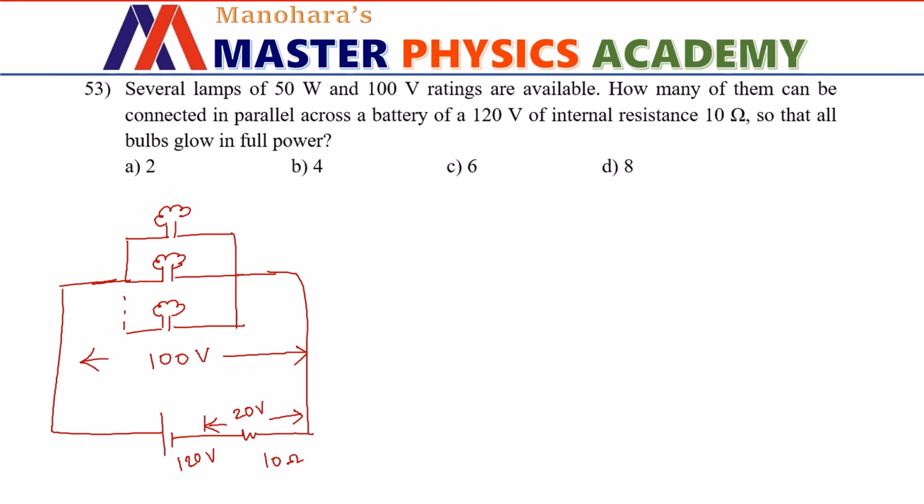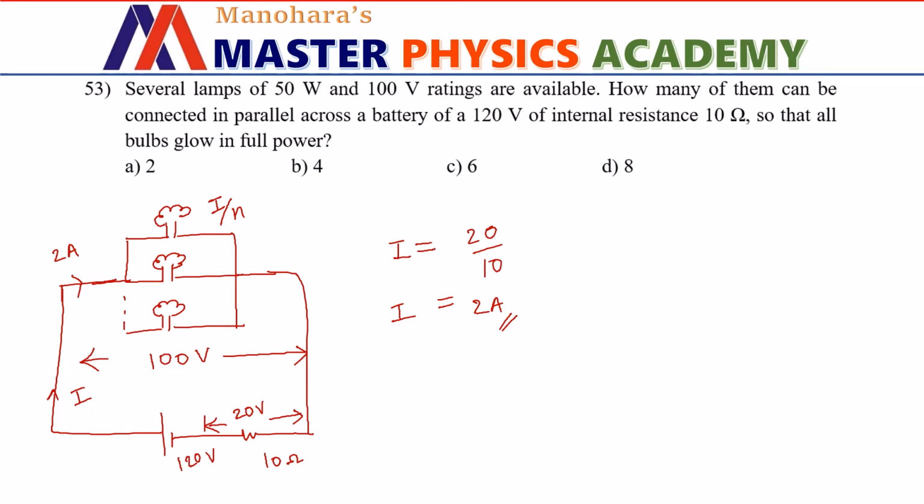So this can happen when the current drawn from the battery is, according to Ohm's law, I, it should be 20 by 10, right? 20 by 10. That means 2 ampere is the current drawn from the cell. Now the current drawn from the cell is 2 ampere. So that gets divided into each bulb equally. So the current through each bulb will be equal to I by N, where N is the number of bulbs connected in the parallel combination.